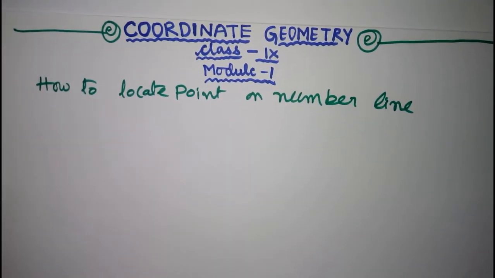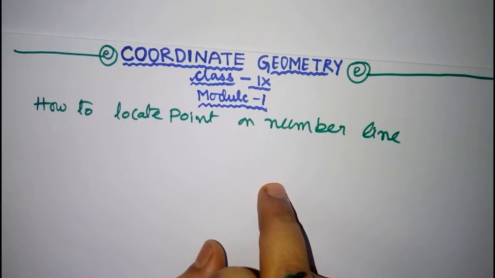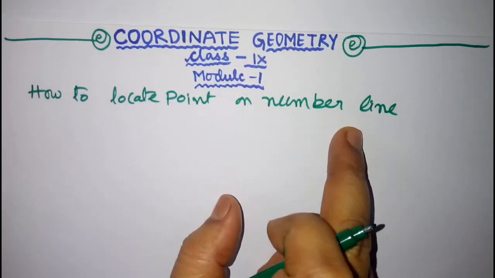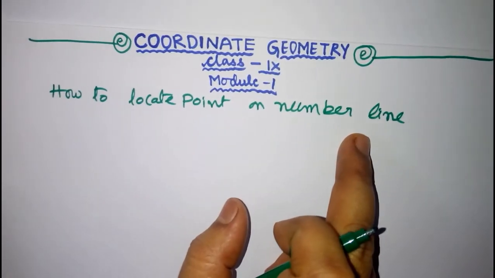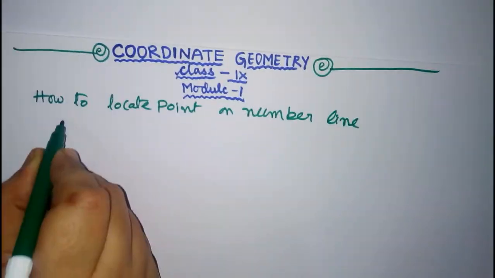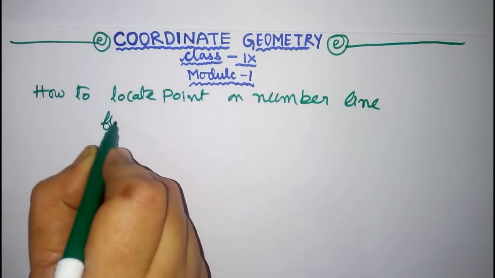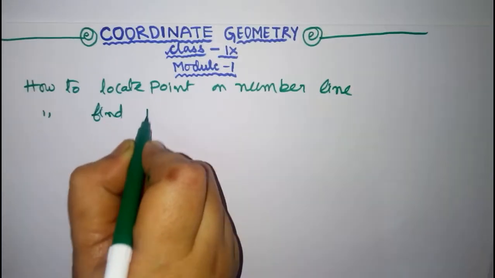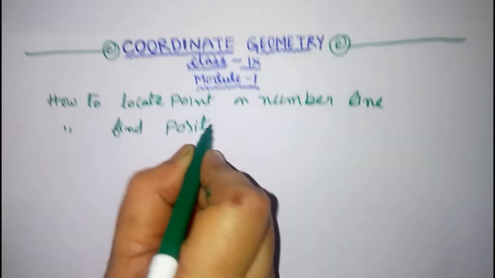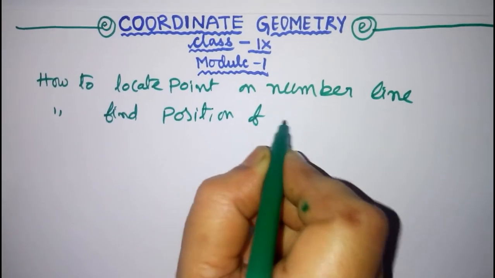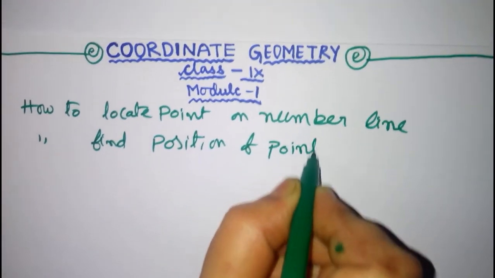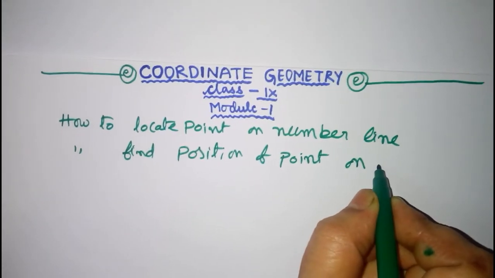We have already studied how to locate a point on the real number line, and also how to find the position of a point on the number line, the real number line.